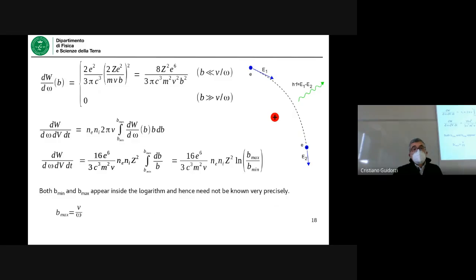Well, b max, what is that? That's exactly the boundary value which makes this function go from the given value that we just exploited to 0. So when b gets larger than v over omega, this integral just vanishes. That is equivalent to taking v over omega as the maximum value for b. And that's pretty easy.